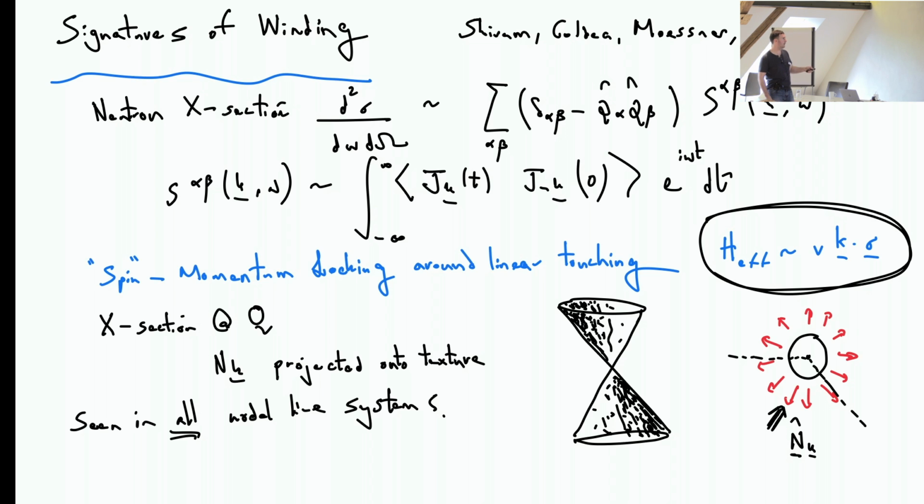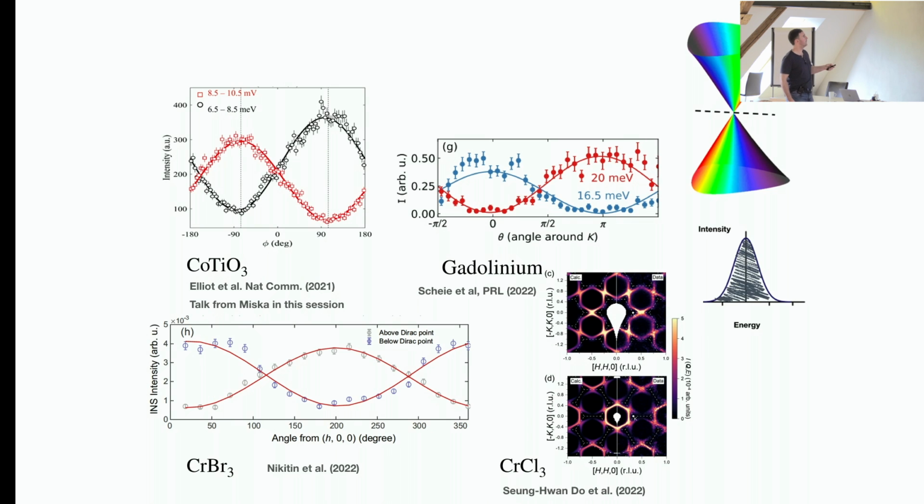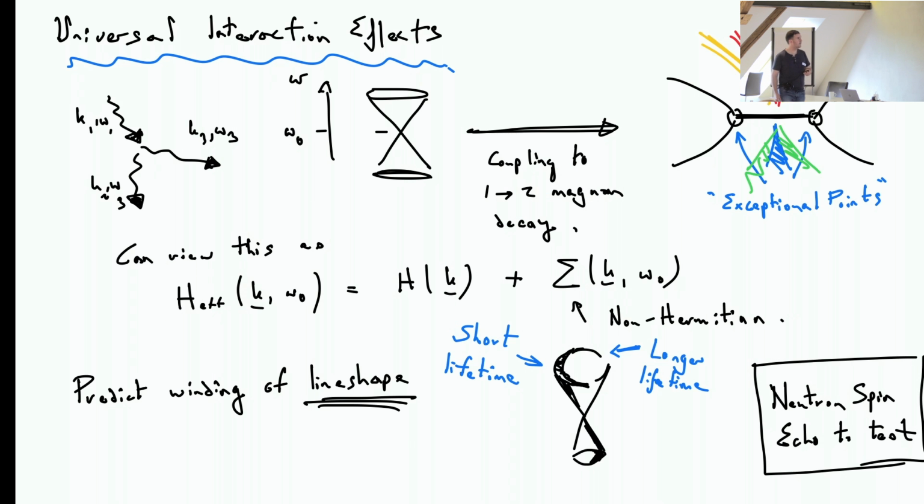So high to low to high, and anti-phase in the lower band. And here's some data for these different materials. A Dirac point here, extended into a line in the C direction. And here's the signature of the winding. This is a nicer picture of it here, showing this winding of the intensity in the upper band and in the lower band in antiphase, and for all four materials. And it turns out that there are interesting interaction effects as well.